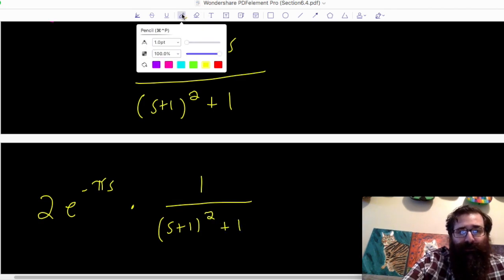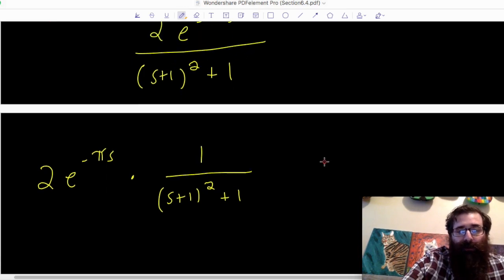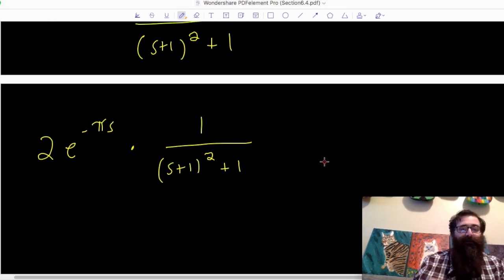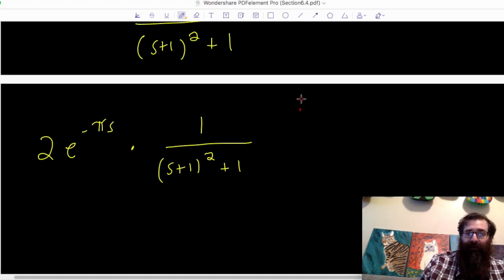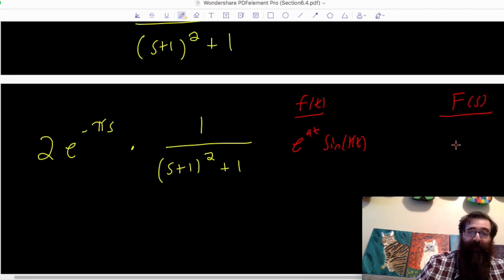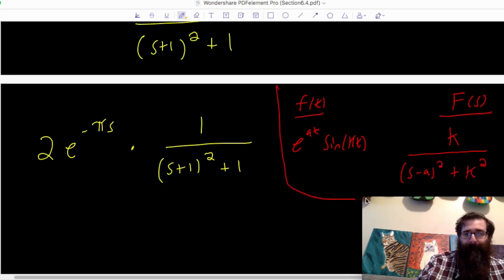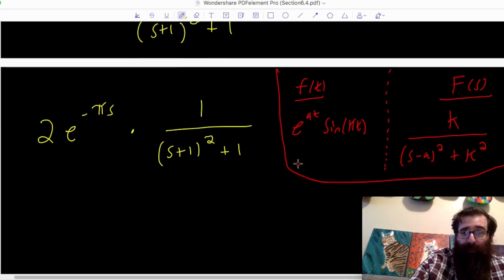Now, in order to work with this, we're going to need another one of those translation definitions. So I'll go ahead and write this over to the side. If I had the function f of t, which is e to the at sine kt, if you remember this one, then the corresponding function, capital F of s, would be k divided by s minus a squared plus k squared. And this is what we want to work with here.